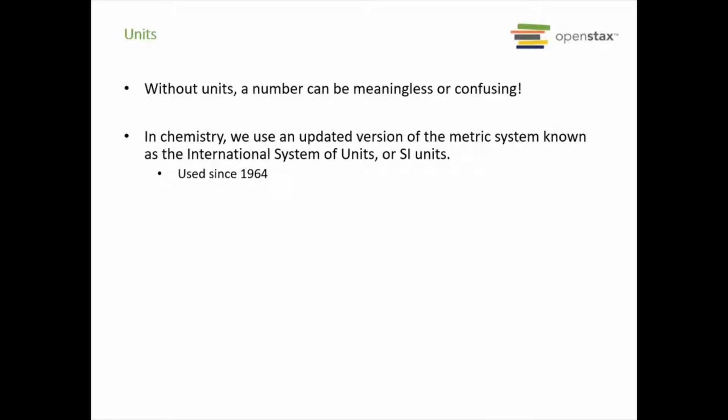So without units, a number can be meaningless or confusing. What if your friend told you, to get to her house, it takes 5? 5 what? 5 minutes? 5 hours? Or if I were to tell you that I live 30 away from Barstow. 30 what? 30 miles? But it's also California. In California, we measure distance in time when it comes to drive. So is it 30 minutes? So we need units.